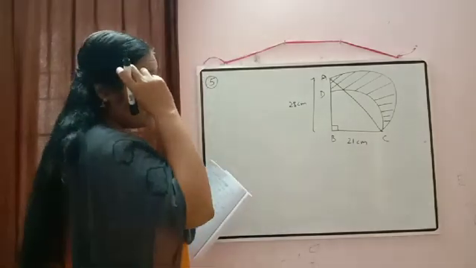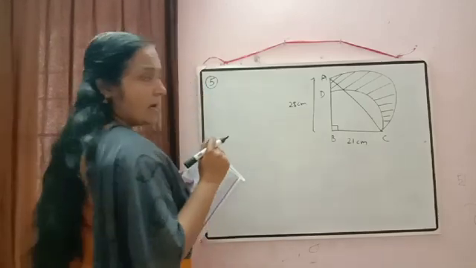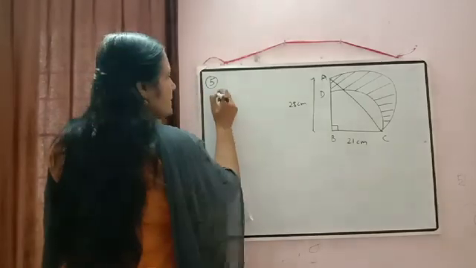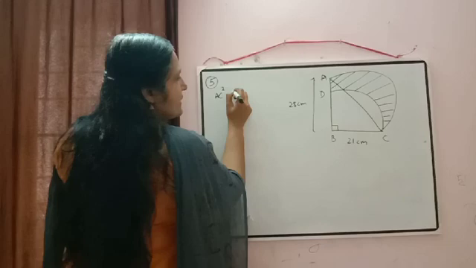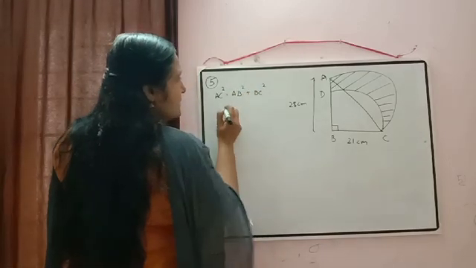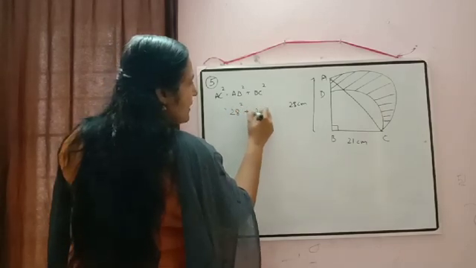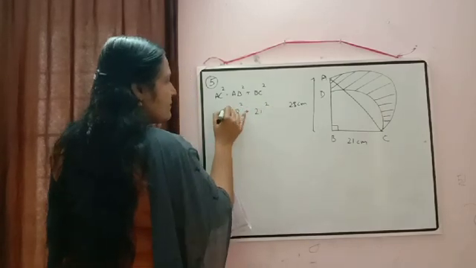So first we should know what is the value of AC. So first we can calculate AC. How? Yes, by Pythagoras theorem. Then what will come? AC square is equal to AB square plus BC square. How much is AB? 28. So 28 square plus 21 square.